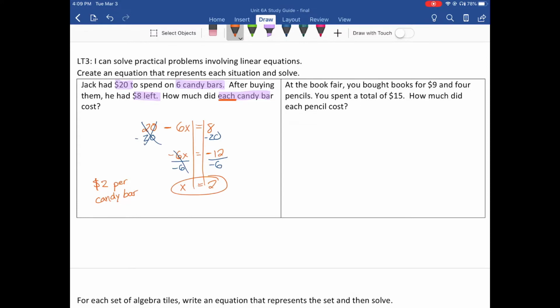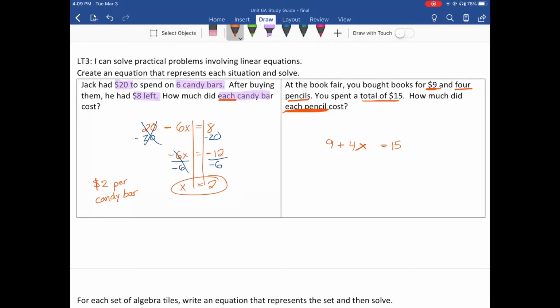And our next example, at the book fair you bought books for $9 and 4 pencils. It doesn't tell you how much those 4 pencils cost. And you spent a total of $15. So your total, whatever it's equal to, is going to be 15. How much did each pencil cost? So that each pencil means you need to look at the 4 that was with your pencils and attach a variable to it. And you also bought 9 books.